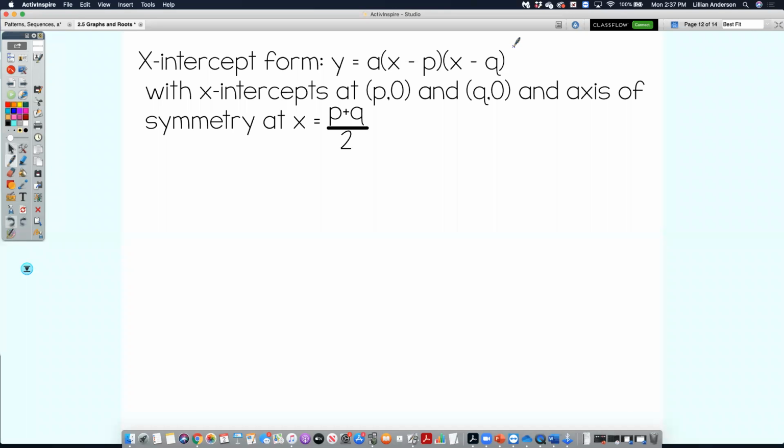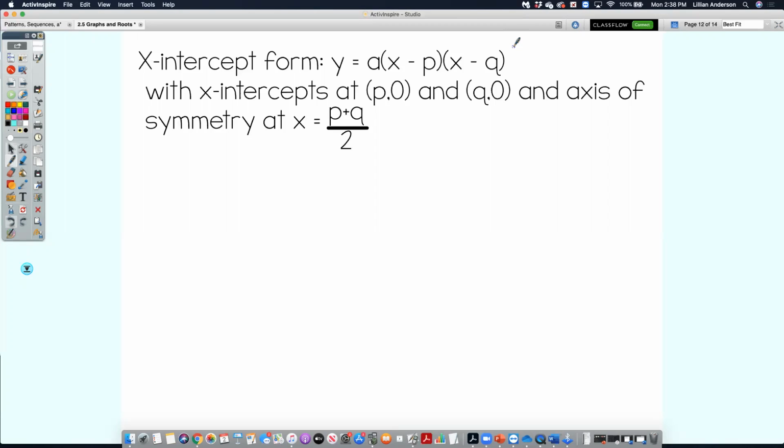So x-intercept form, also known as factor form, is the last way that you can write a quadratic. It's called x-intercept form because you can pull out your x-intercepts very easily from this particular form. It's known as factor form because it looks like a quadratic has been factored. In general, the form is y equals a times x minus p times x minus q, just exactly how it would look if we were to factor with the GCF.